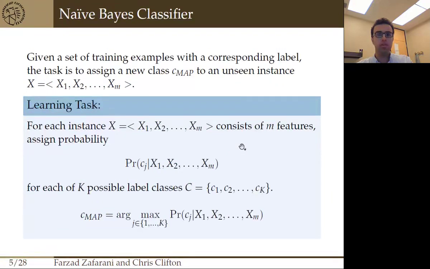So let's just go over the definition of the naive Bayes classifier. Given a training set of examples with corresponding labels, the task is to assign a new class C_MAP to an unseen instance X. So the learning task would be that for each instance X consisting of M features, assign a conditional probability P(Cj | X) for each of K possible classes. And C_MAP is assigned to be the maximum conditional probability of Cj given X over all j's.